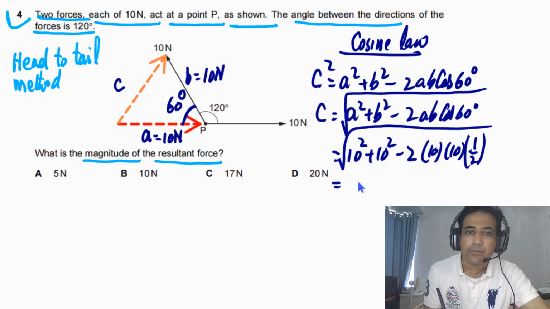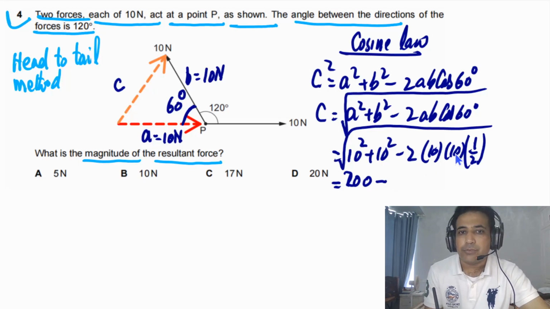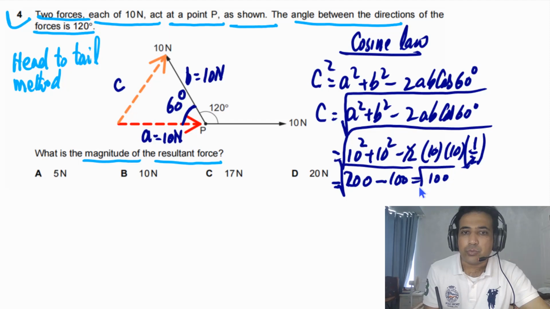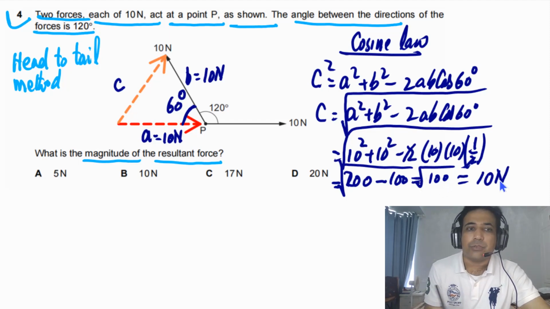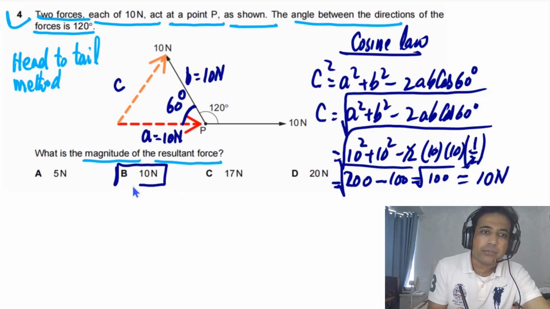Here we have 100 plus 100, so simply we have 200, minus 200 times 1 by 2. This 2 we can cancel with this 2, so we have 100 here. So we are left with 100, and we have to take the root of this, so this is equal to 10, so this is 10 newtons. So the answer for this question is B.